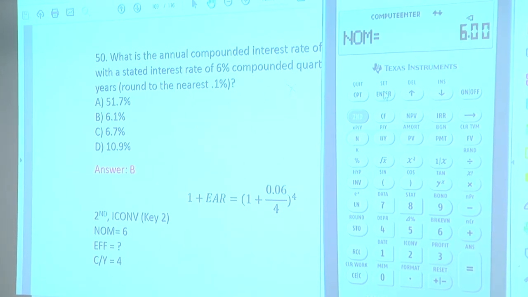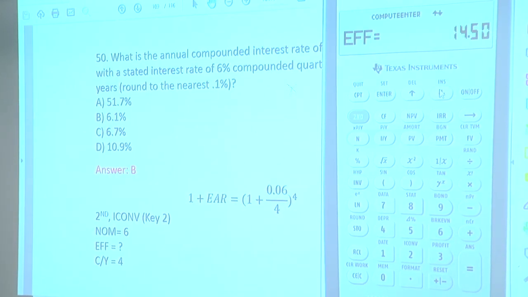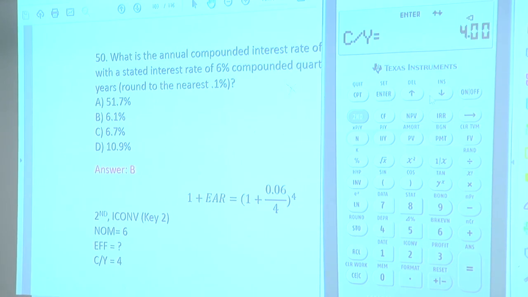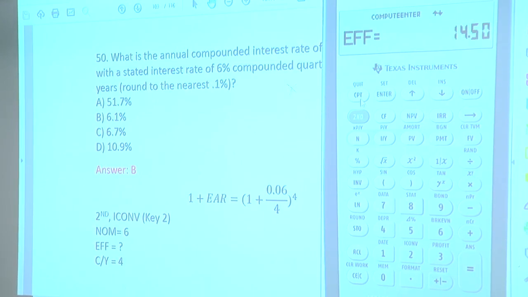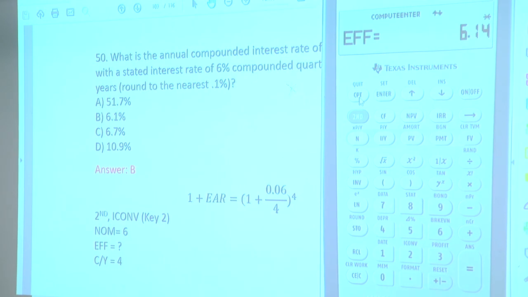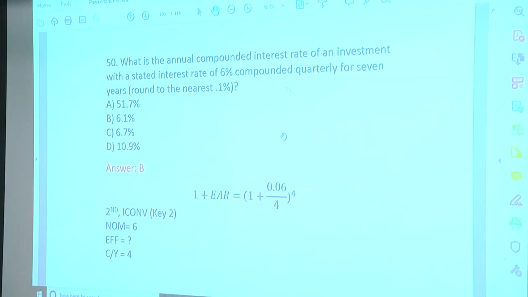now it's nominal 6%. Sorry. Frequency is 4. And then, for the effective, hit compute. 6.14% effective. Okay.